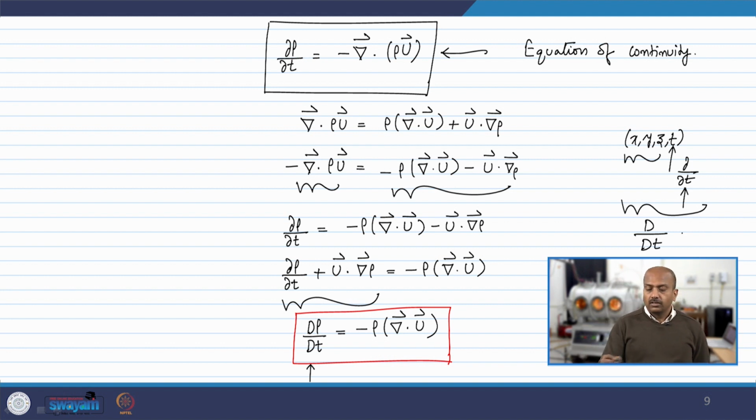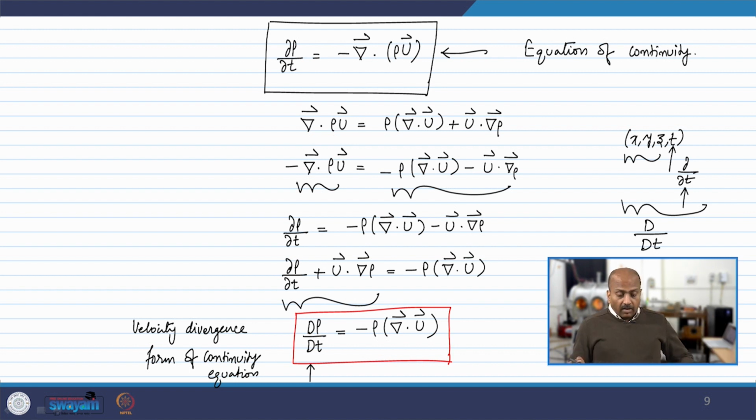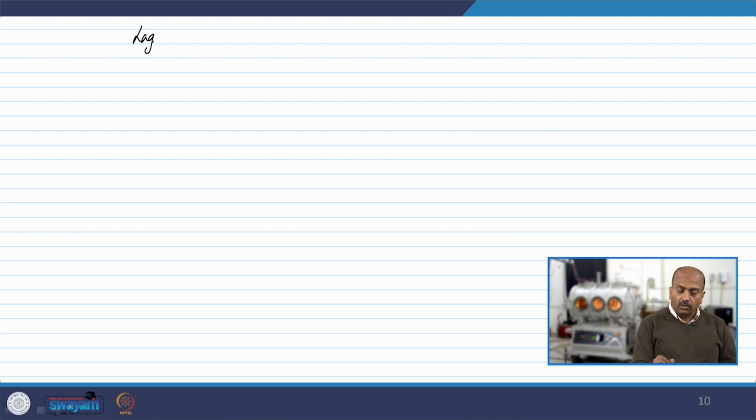Earlier, we had this equation of continuity written in terms of partial derivatives. This form is using a total derivative. This is also called the velocity divergence form of the continuity equation. Now, we are still left with the task of deriving the continuity equation using a Lagrangian frame of reference, or sorry, a Lagrangian control volume.